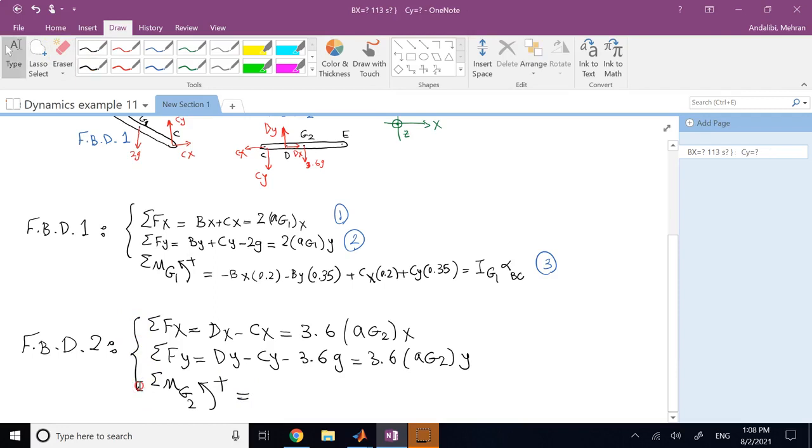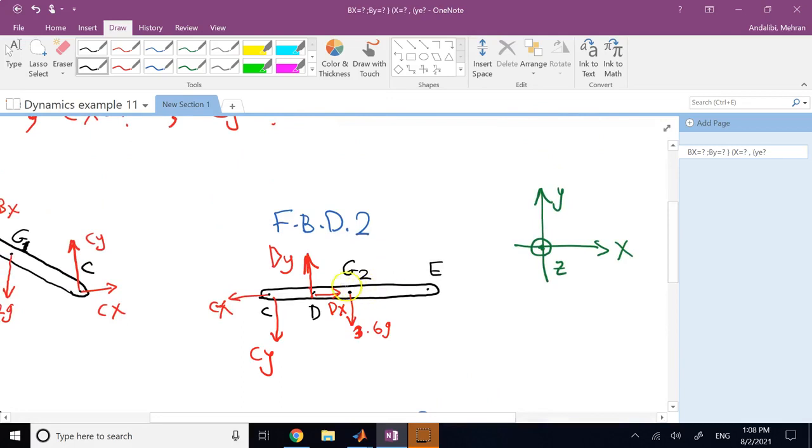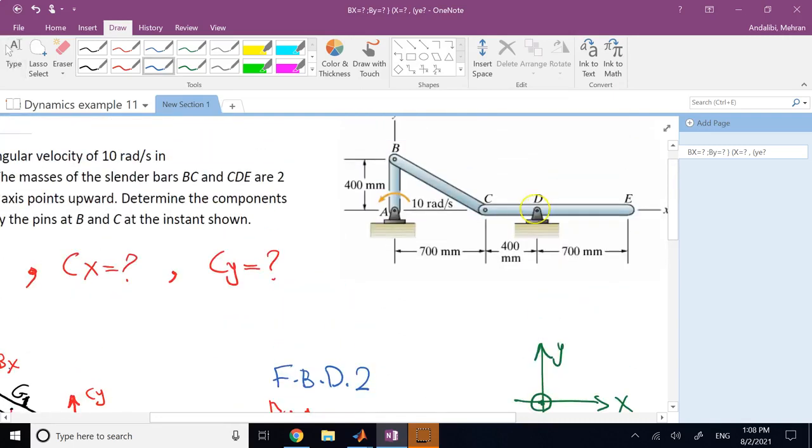so I can do that. I can also, if you want, instead of taking moment about g2, write the equation about point D, because D is a permanently fixed point. So I can say sum of the moment about D equals I about D times alpha, right? So I can write this equation about the fixed point that way as well.